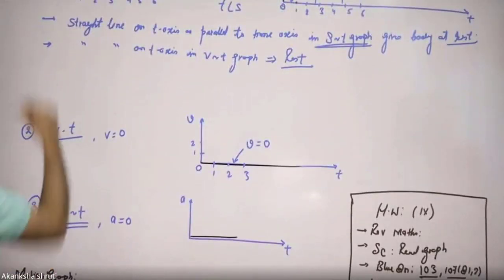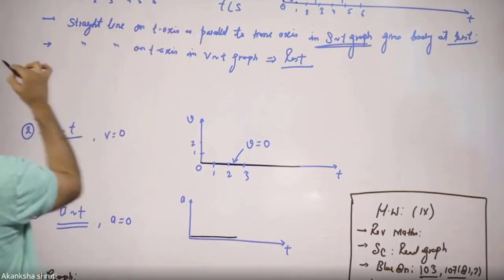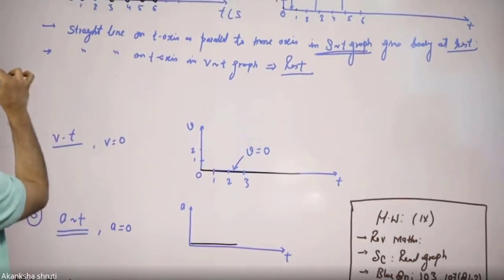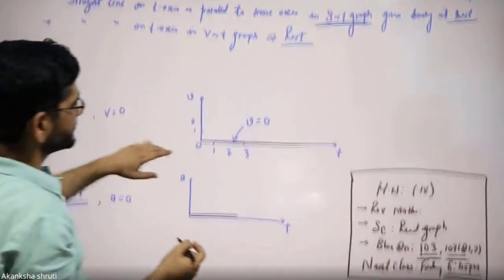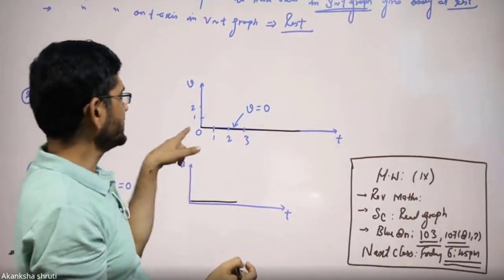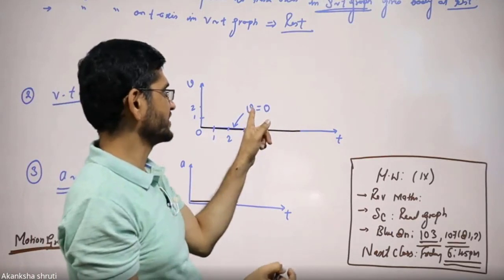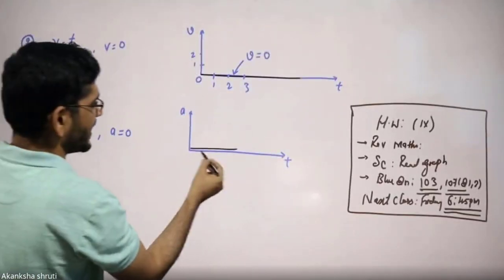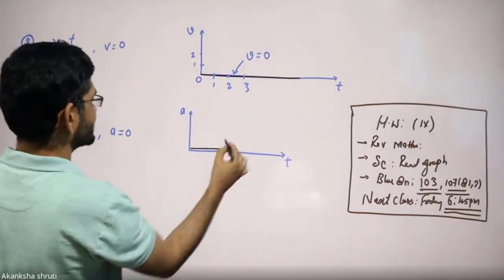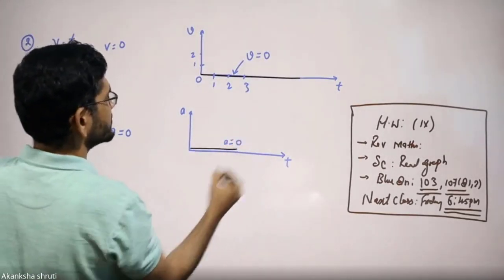Students, the next one is our speed time graph for the body at rest. The speed time graph is a line on the time axis itself, which indicates the speed is 0. The acceleration time graph, again a line on the time axis where acceleration is 0.